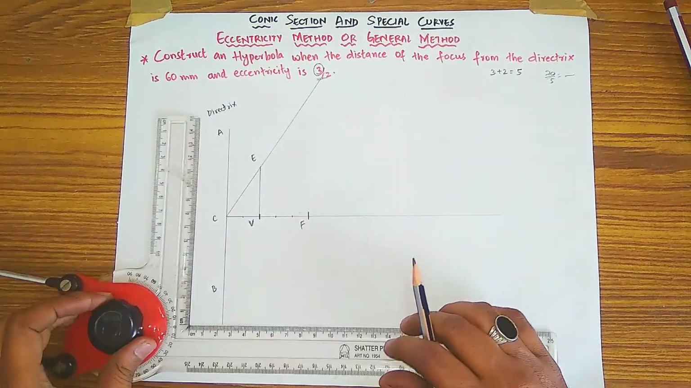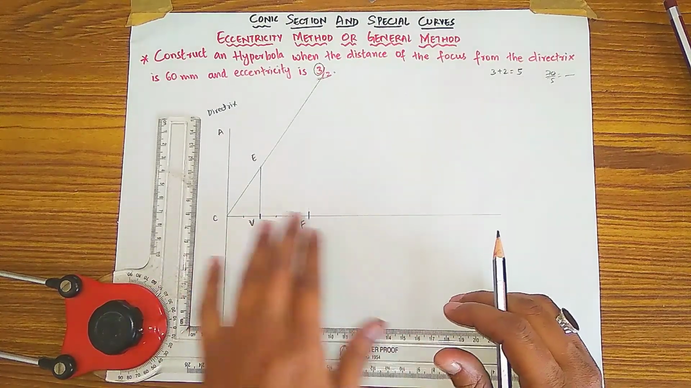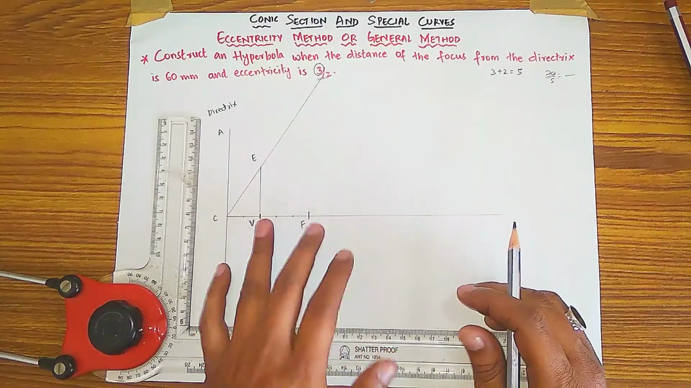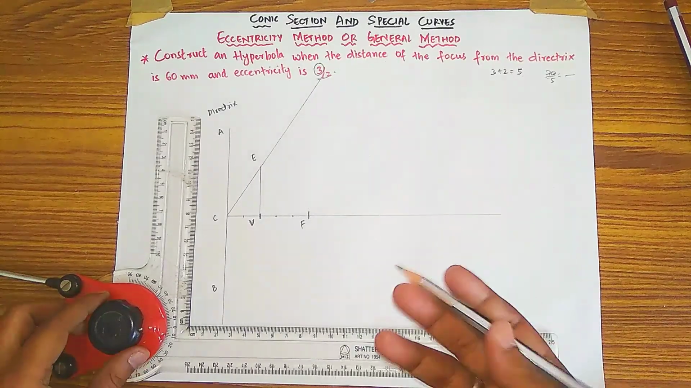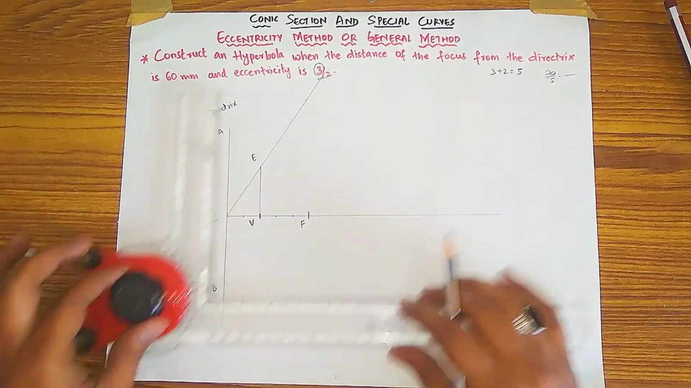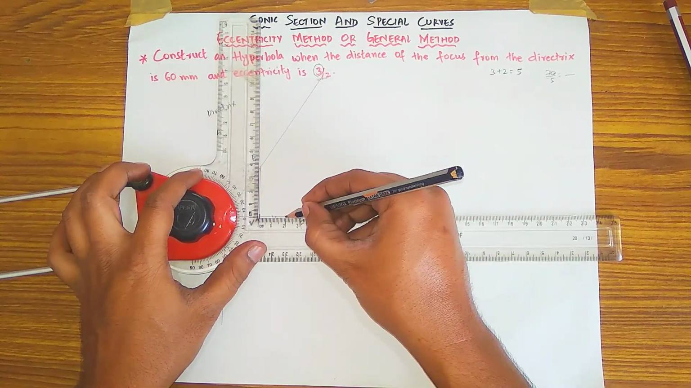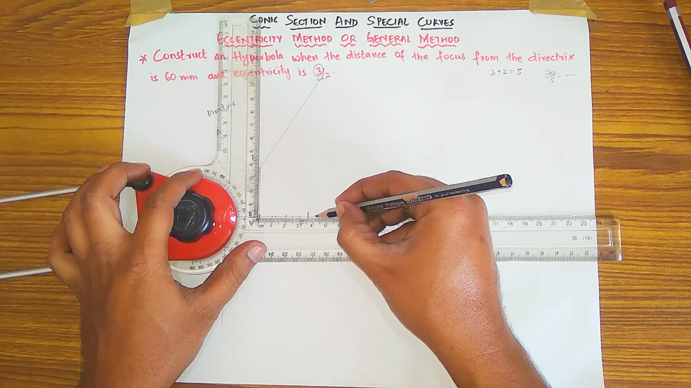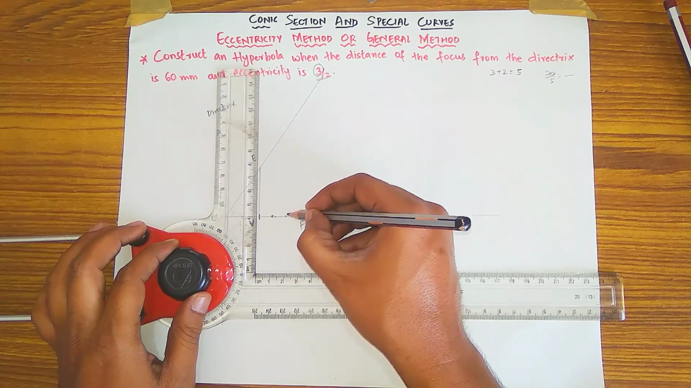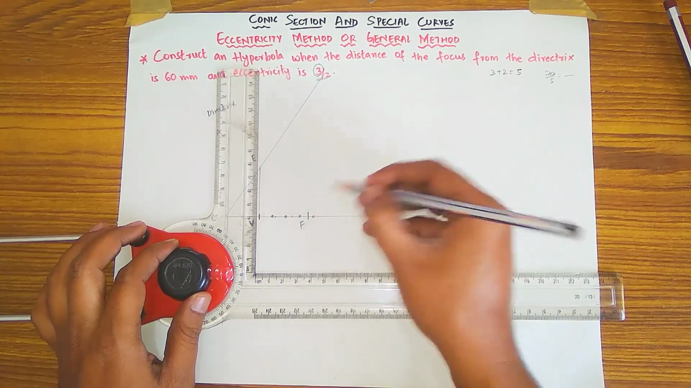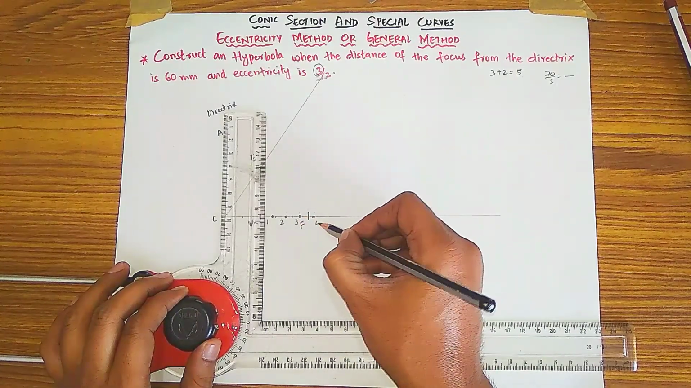Then you have to divide the normal line from the vertex into some equal parts. It may be 4 parts or 5 parts; it's up to you how many you want to take. I am taking 1 mm distances like this, 4 equal parts with this distance. Then you have to number them 1, 2, 3, 4 like this.